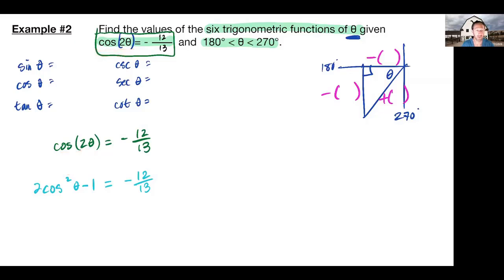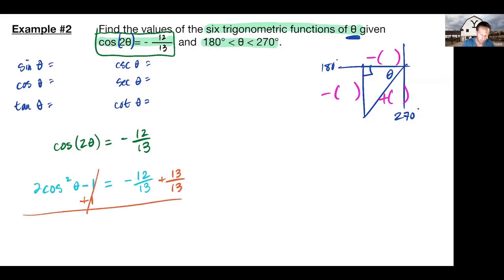If you want to try it for the sine squared one, go for it, and you should come up with the same answers at the end. It won't be the same for this because you'll have sine instead of cosine. But all of these, and therefore these, should come out the same. All right? So let's solve for cosine of theta. Not just theta, but cosine of theta, by undoing everything that's been done to it, starting by adding 1 to both sides.